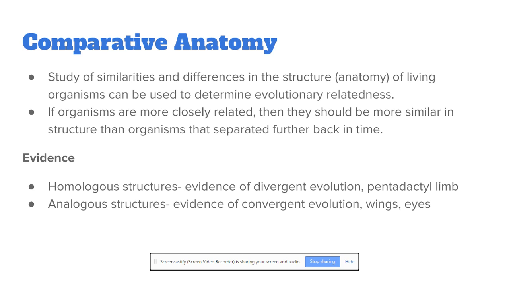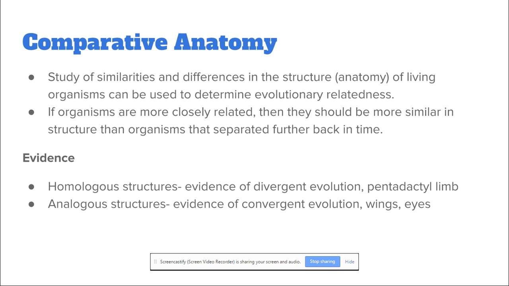Thirdly, we have comparative anatomy, and this is the group that relates to the first-hand investigation which you're going to carry out. It is the study of similarities and differences in the structure or the anatomy of living organisms, and this can be used to determine evolutionary relatedness. If organisms are more closely related, then they should be more similar in structure than organisms that were separated further back in time. There are two bits of evidence which we have when we look at comparative anatomy.